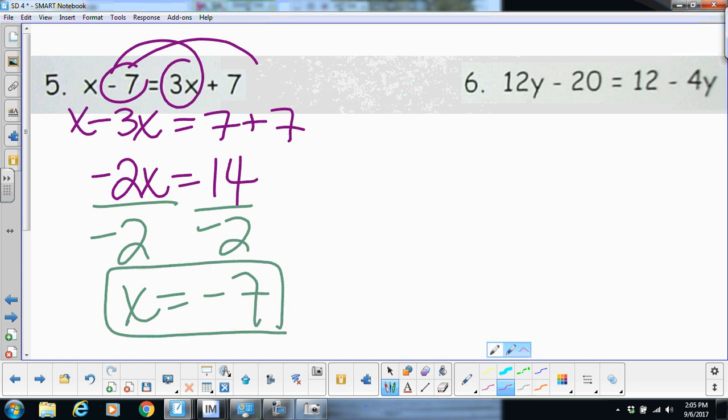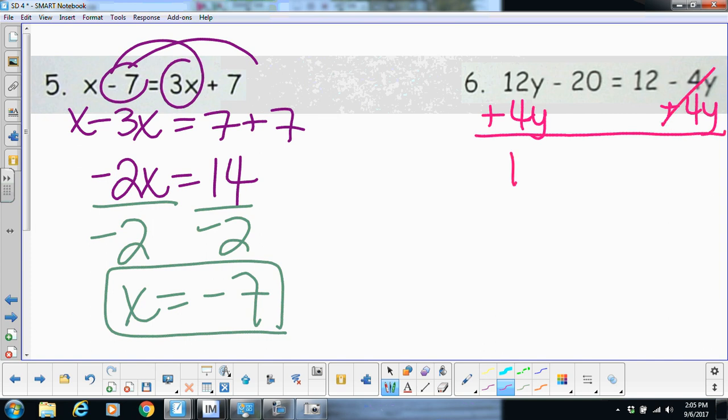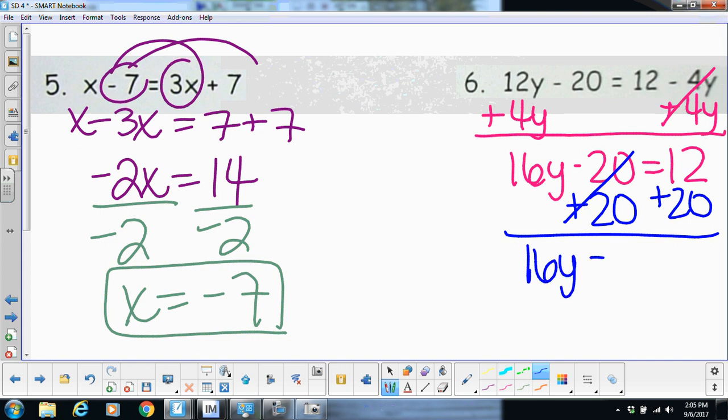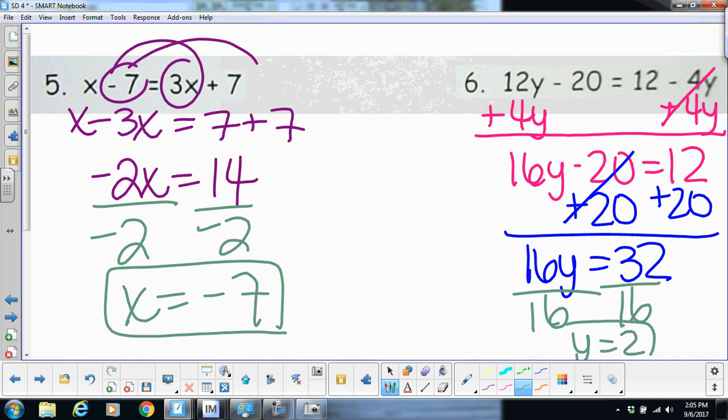All right, stack and move over here. So here's my 4y, negative 4y, so I'm going to add 4y first. Okay, and then I'm going to add 20, because that's the opposite of minus 20. And then my last step is to divide by 16, and my y would equal 2.